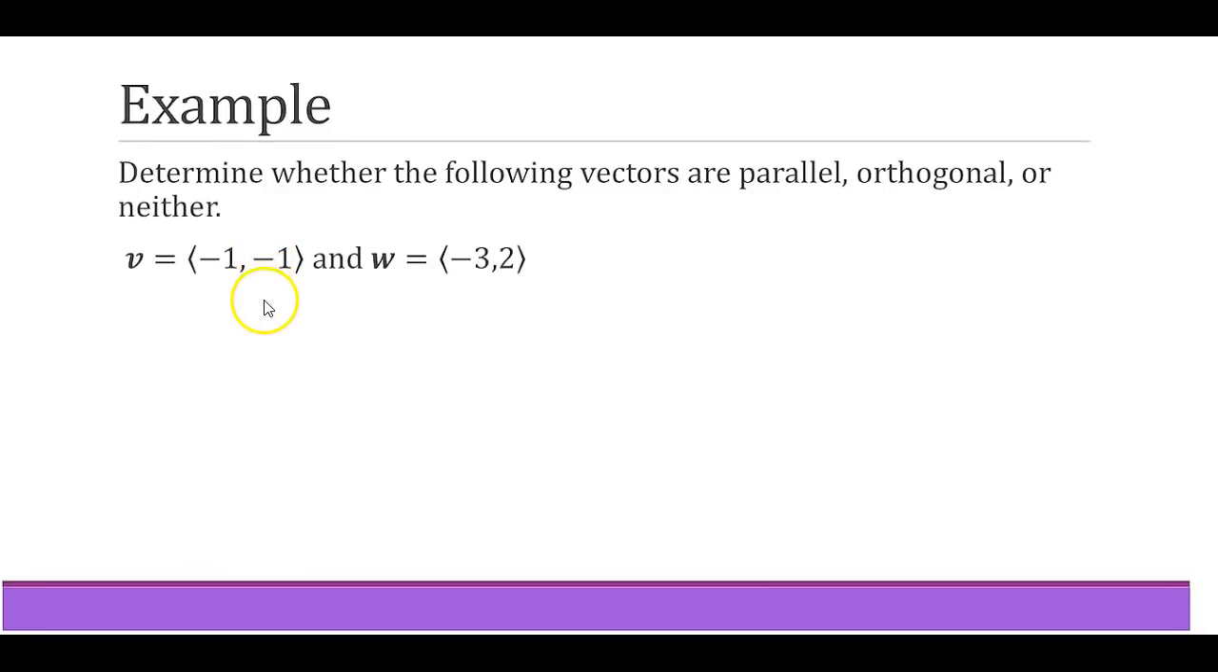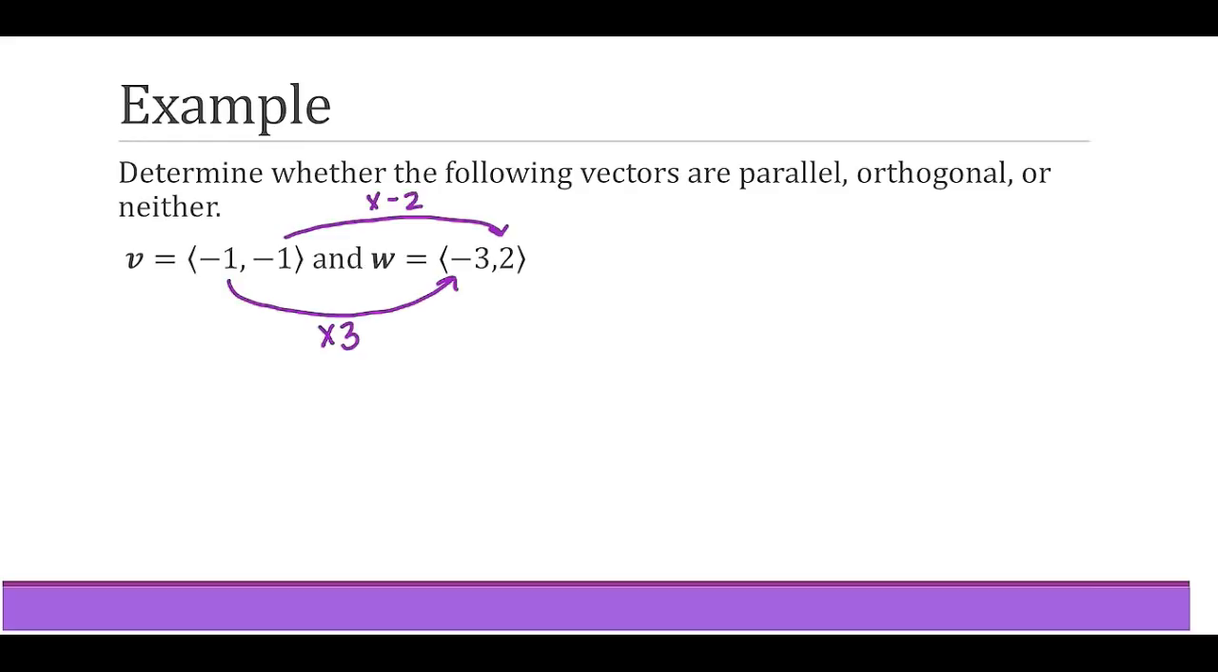Alright, we're going to do the same thing here, determine whether they're parallel, orthogonal, or neither. So again, first we'll check whether or not they're parallel. To get from negative 1 to negative 3, that would be multiplication by 3. But to get from negative 1 to 2, that would be multiplication by negative 2. So those aren't the same values, so they're not parallel.